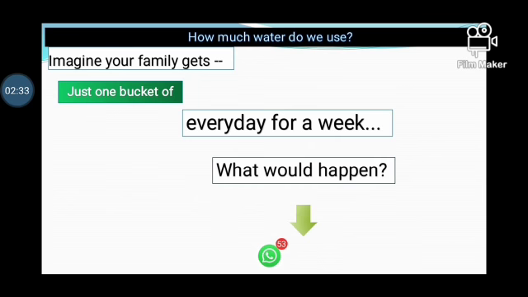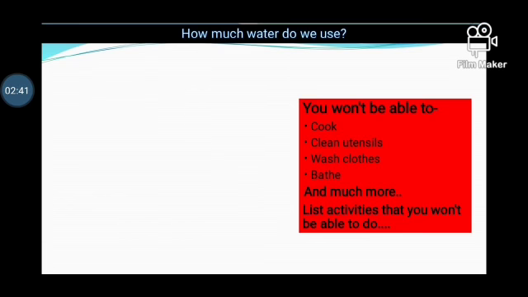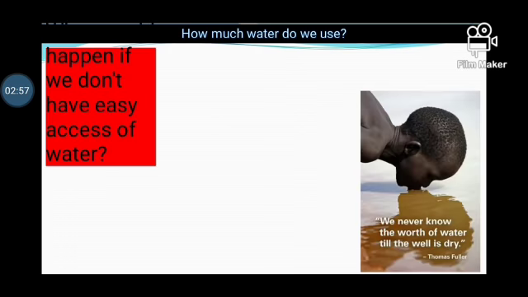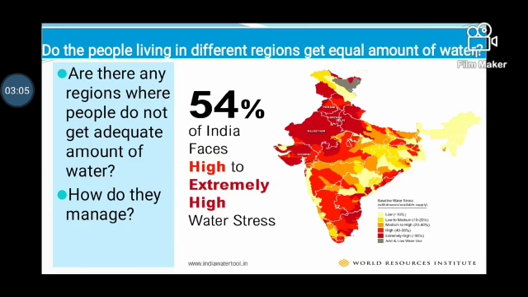So imagine your family gets just one bucket of water every day for a week. What would happen? How much water do we use? You won't be able to cook, clean utensils, wash clothes, bathe, and much more. List activities that you won't be able to do. What happens if we don't have easy access to water? Are there any regions where people do not get an adequate amount of water? How do they manage?